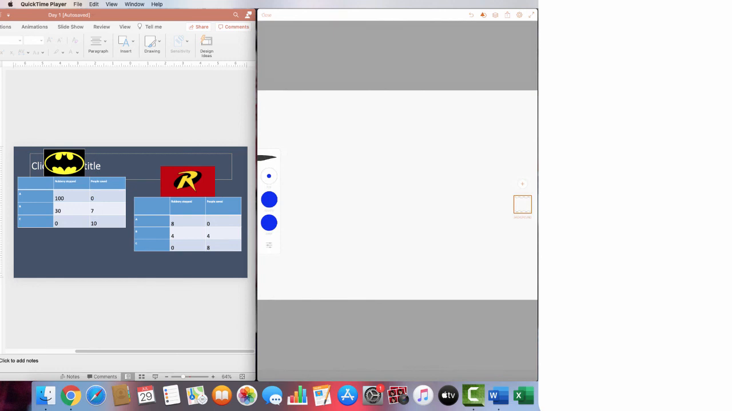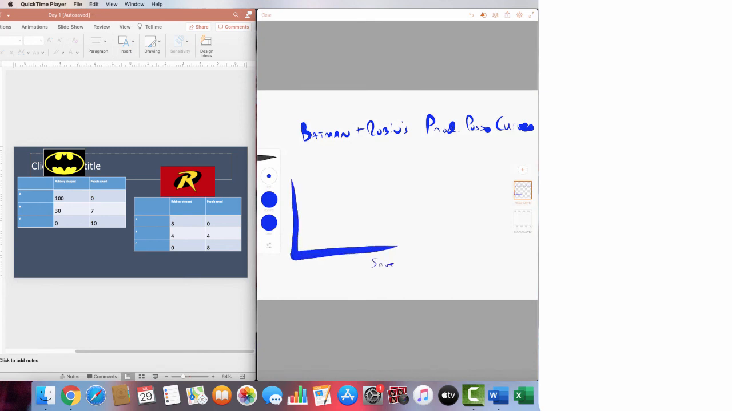Let's take a look at Batman and Robin's production possibilities curves or frontiers. So for Batman, he can save a life or he can stop a robbery. And if we plot that out, here's 100 and here is 10.